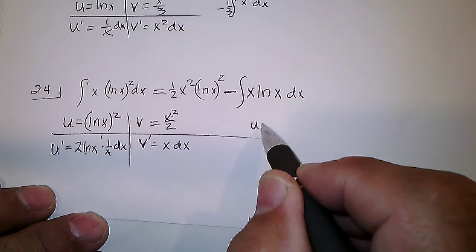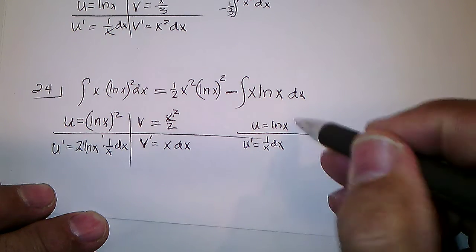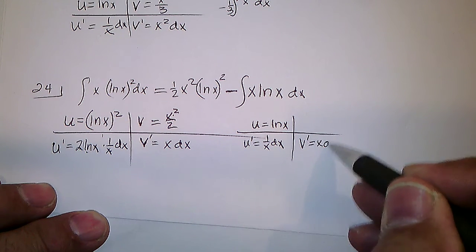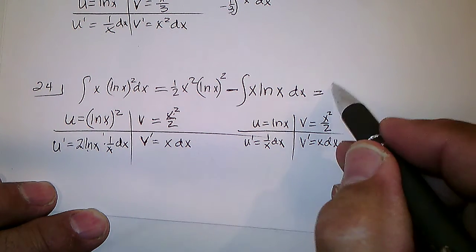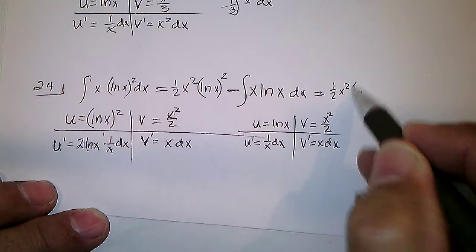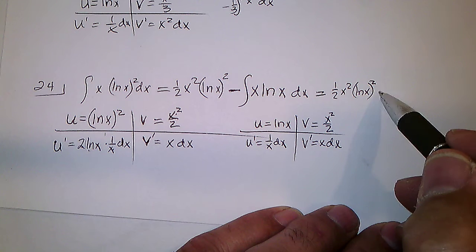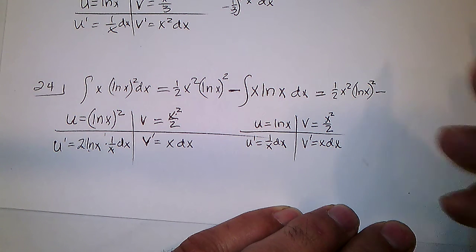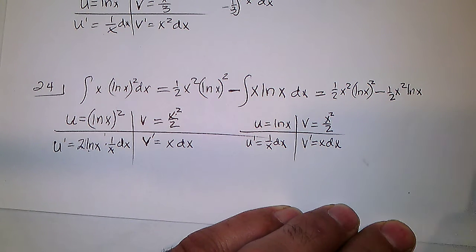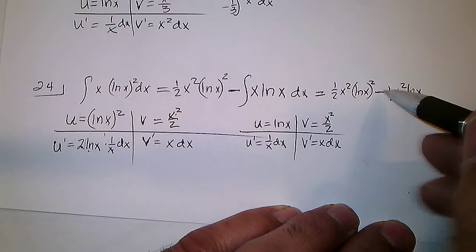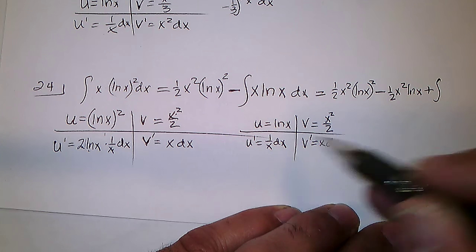Again, this has got the exception, so we let u equal ln x. So u prime would be 1 over x dx. V prime will be x dx. V would equal x squared over 2 once again. So we have 1/2 x squared ln of x quantity squared, and then we have minus uv, 1/2 x squared ln x. And this minus goes to both of these, so this could be minus and minus. So now this is plus the integral of these two.